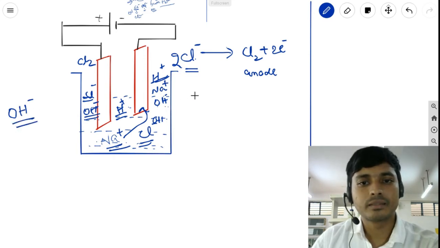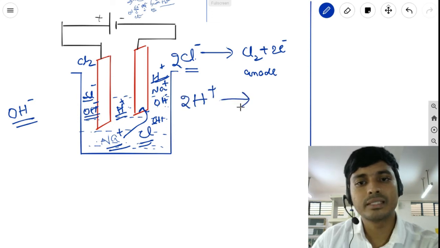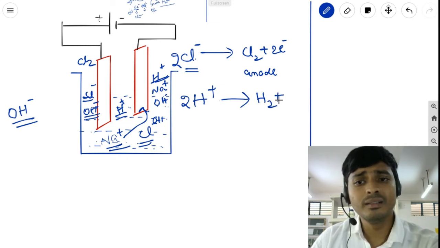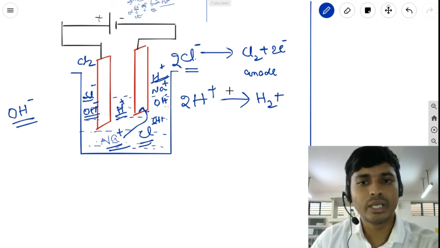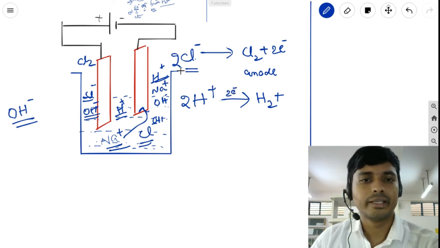And here H⁺. The H⁺ ion is the same as we have just seen. 2H⁺ takes these 2 electrons. This will convert to hydrogen gas. So these 2 electrons will be taken from here. That's how the circuit will be completed.